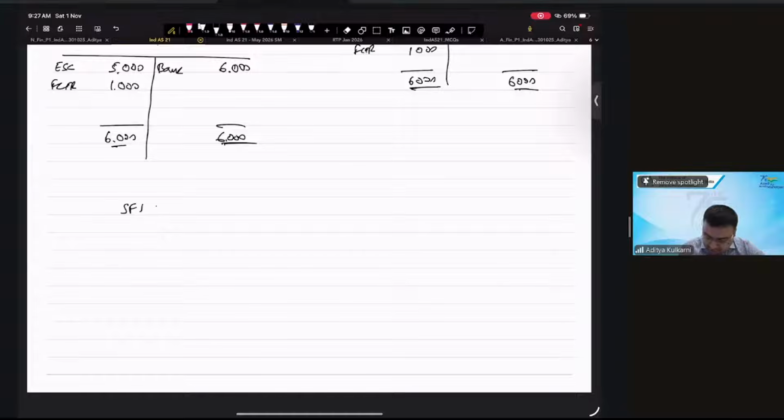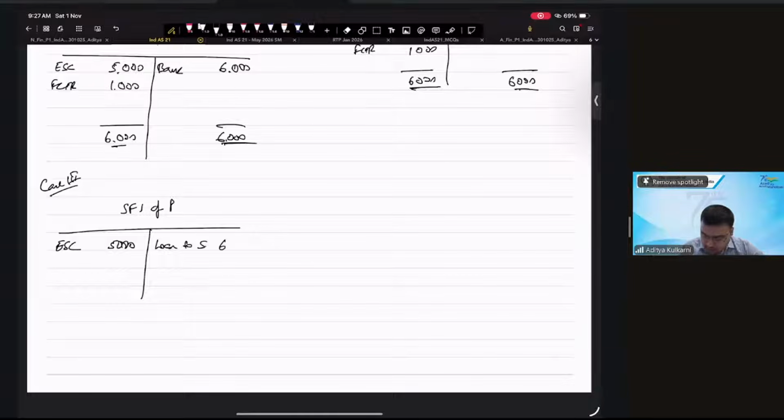So in the standalone financial statements of the parent, it will look like: equity share capital 5,000, loan to subsidiary 6,000, P&L 1,000. This is the forex gain. This is case 3.